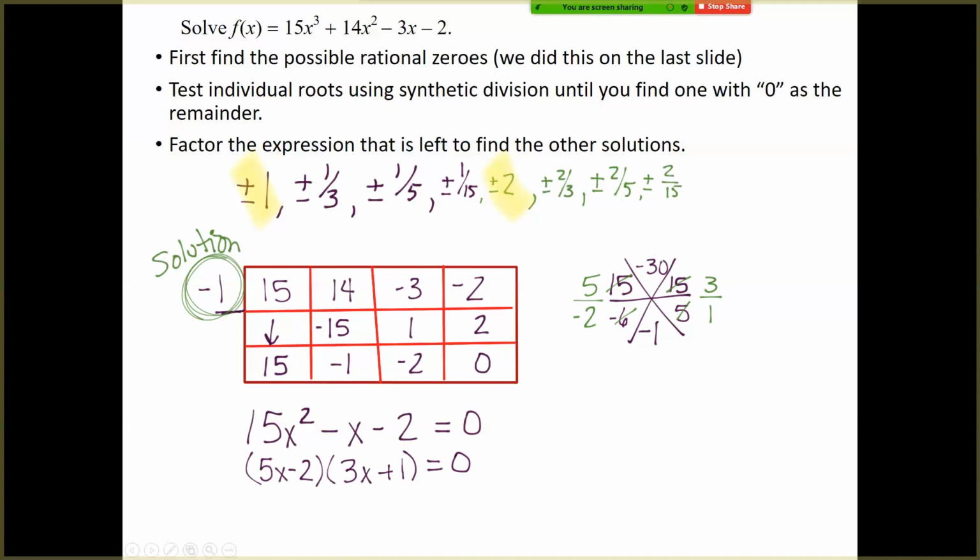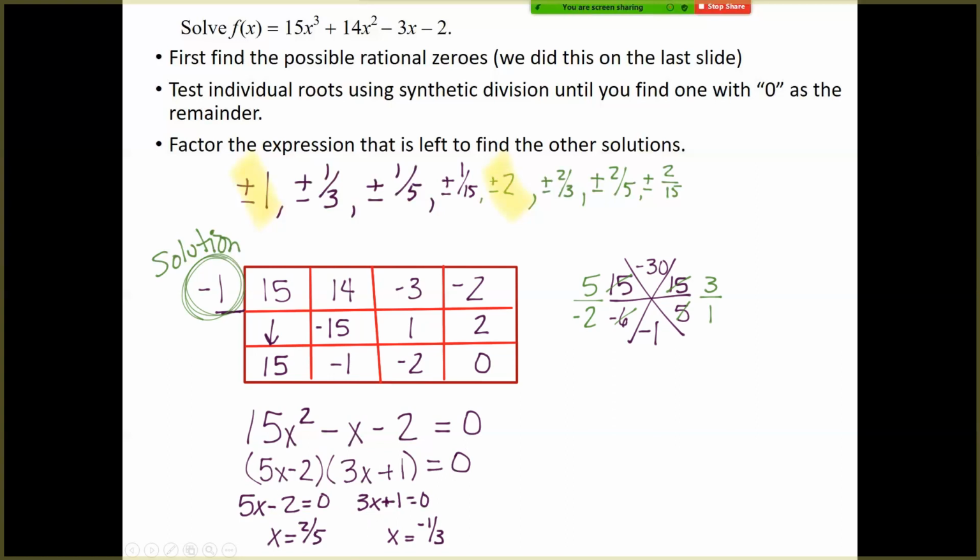What do you think our next step's going to be? Set them both equal to 0. So 5x minus 2 equals 0 and 3x plus 1 equals 0. Well, let's see, add 2, divide by 5, so x equals 2/5, and x equals negative 1/3. Notice these 2 answers that I just found are on my list. There's my 1/3, there's my 2/5. Would they have been beautiful things to plug into synthetic division? No, but we factored them, it wasn't too terrible, was it?